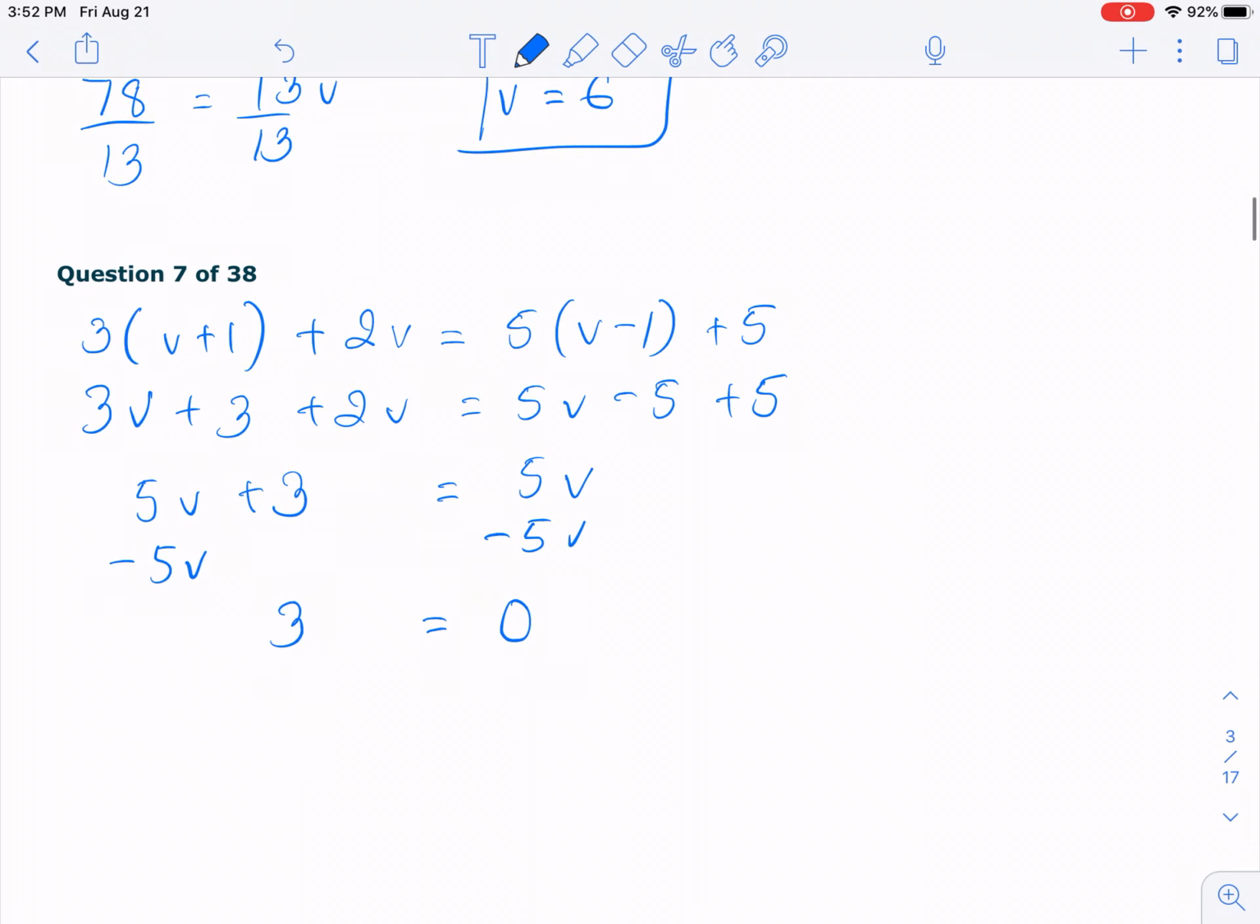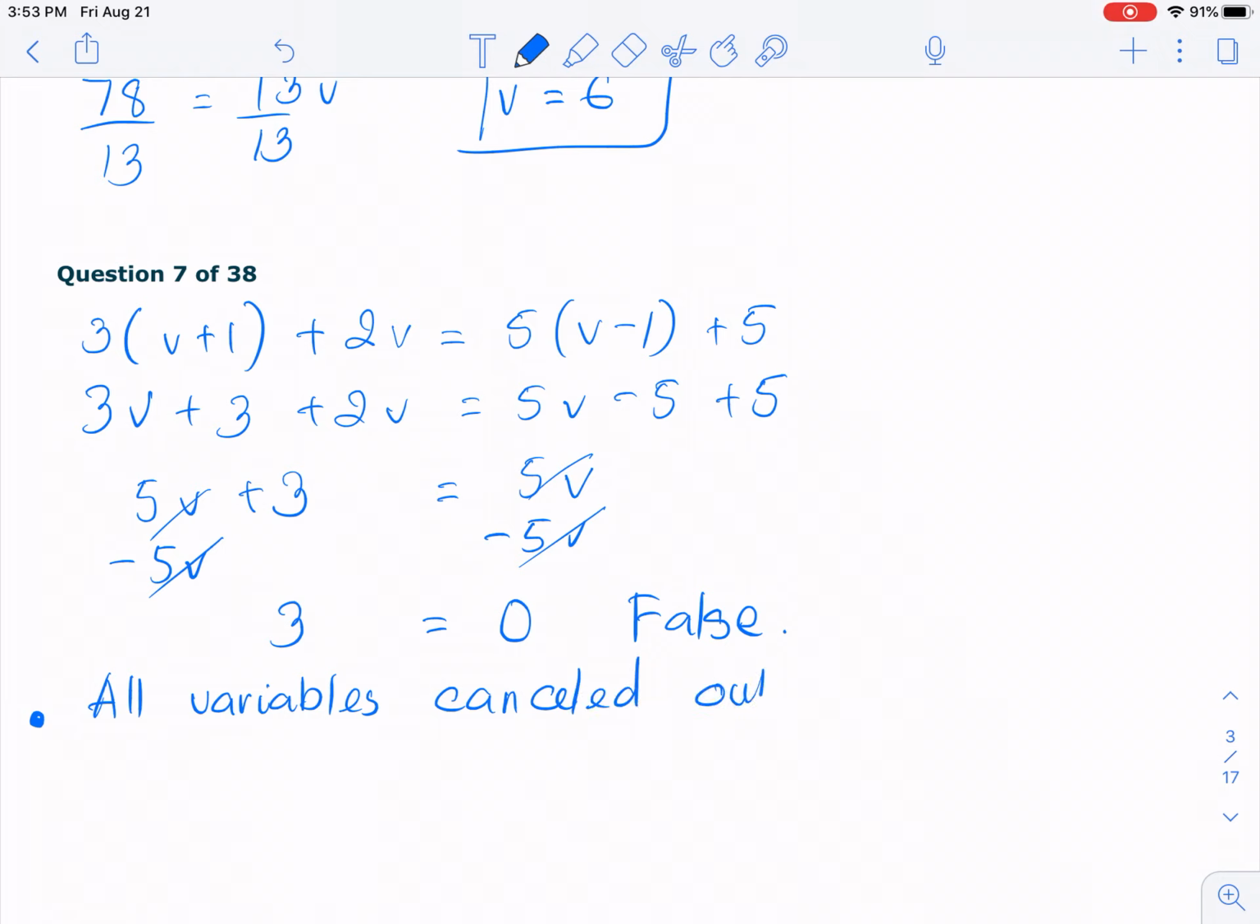And I ended up with a false statement. You see, when everything cancels out, so I have all the variables cancel out, and I ended up with a false statement. Of course, 3 is not equal to 0, so it's a false statement. So we have 2 different cases. When all variables cancel out, if you have a false statement, that means we have no solution.